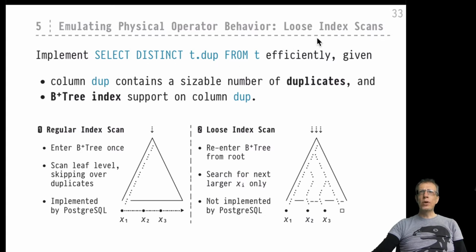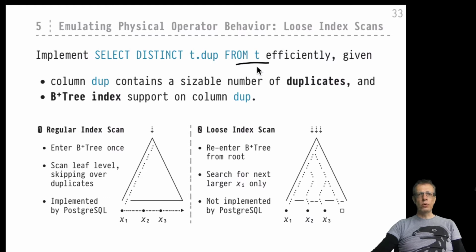There is an operator called index scan already built into PostgreSQL. What we are trying to emulate and simulate here is the so-called loose index scan. Let's briefly sketch what index scan and loose index scan are supposed to do. We are talking about a situation where the rows of T have been organized in a B+ tree, in an organized ordered index structure.